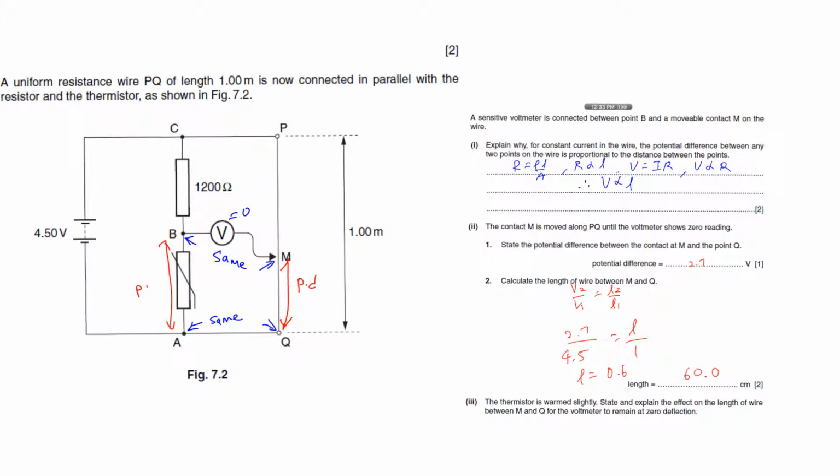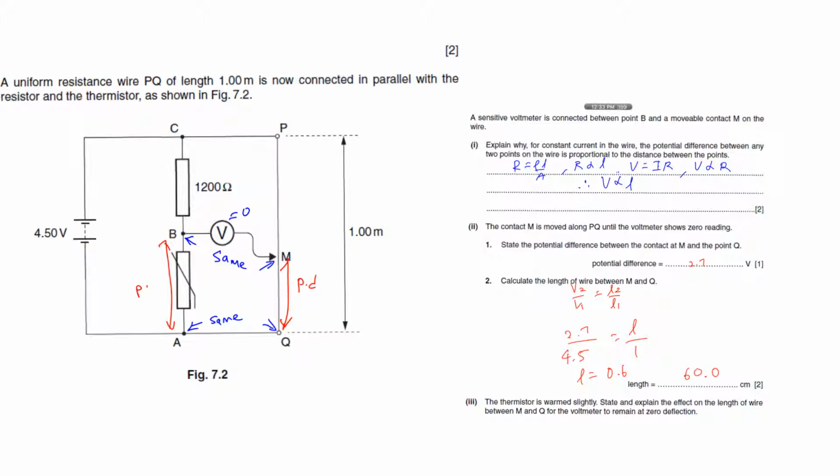So the next part is that the contact M is moved along PQ until the voltmeter shows 0 reading. You must remember, if the voltmeter shows 0 reading, it means that there is no voltage or no PD across these 2 points. So if there's no PD across these 2 points, it means that the potential at B equals the potential at M. Do you understand that? Now what about these other points? We say that these two have the same potential, right? Because the voltmeter is 0.